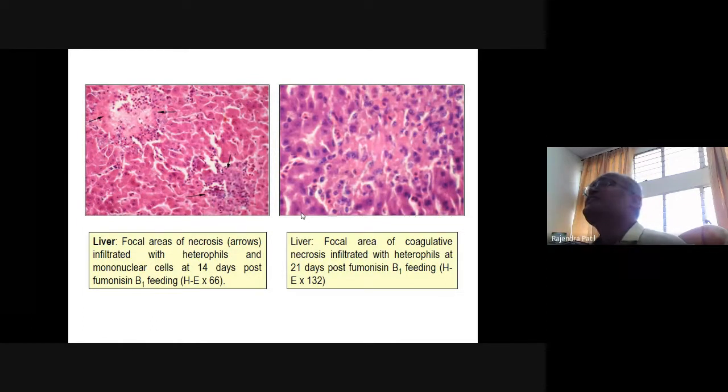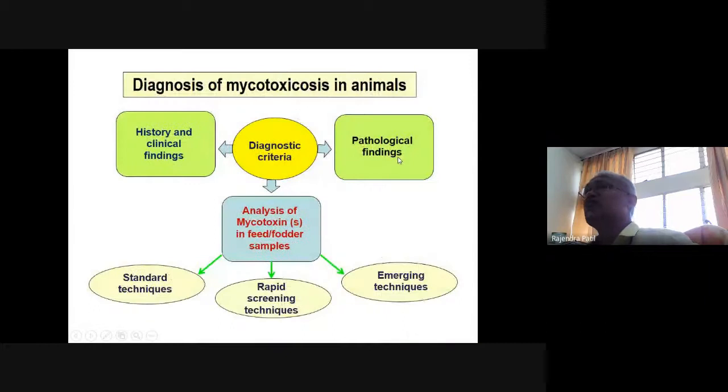Besides, it is primarily hepatotoxic, so multifocal areas of necrosis you can identify with variable infiltration of heterophils and even mononuclear cells after 40 days, even 21 days, and even more, this coagulative type of necrosis you can find in the liver.